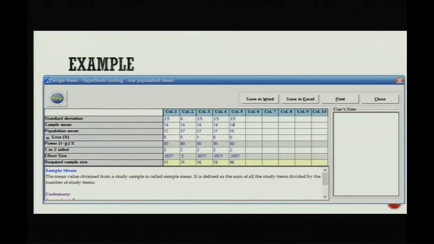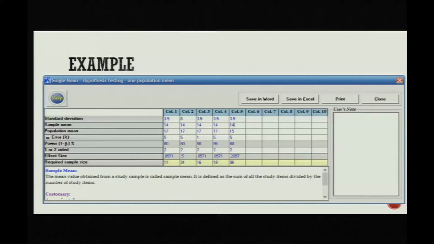So this is an example where you look at the first column where there is a standard deviation of 3.5, where the sample mean and the population mean are 14 and 17 respectively. You have an alpha error of 5%, you have a beta error of 20%, and it's a two-sided test, and so the sample size which is calculated is around 11. So this is an online calculator which actually calculates the sample size for you.